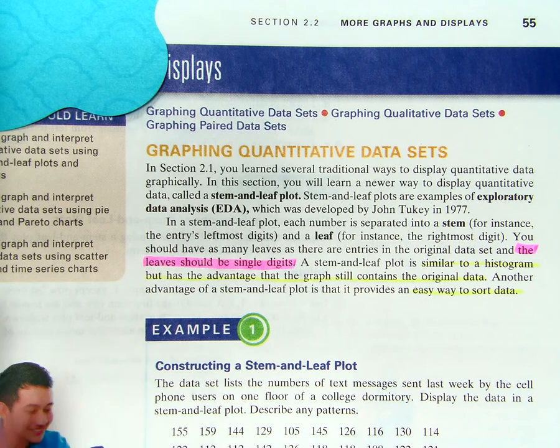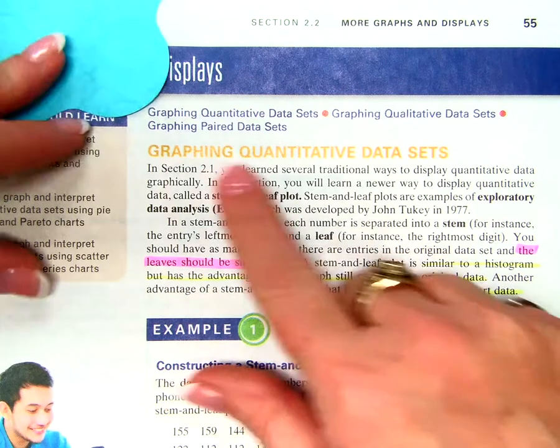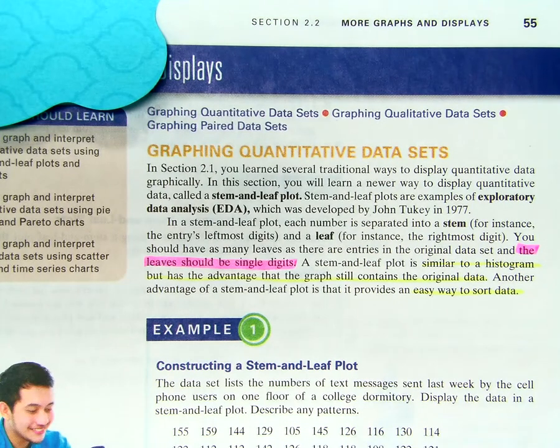So section 2.2 is called More Graphs and Displays. Okay, it starts off with graphing quantitative data sets.